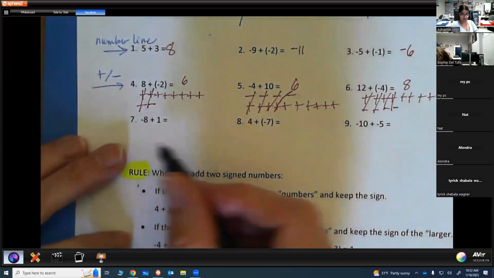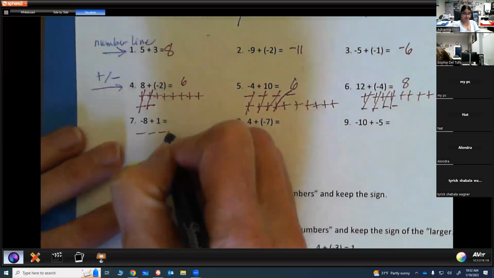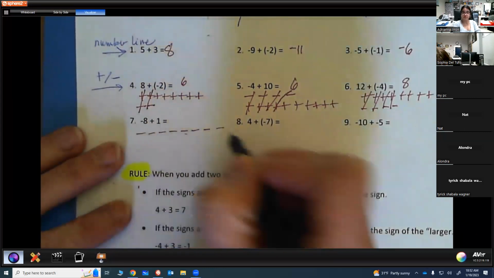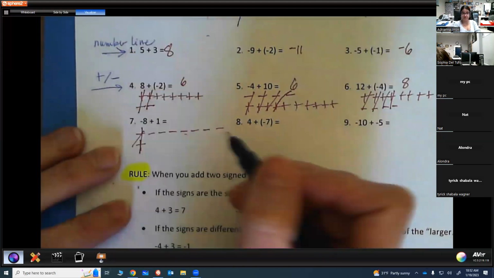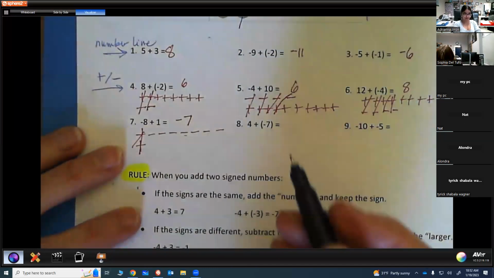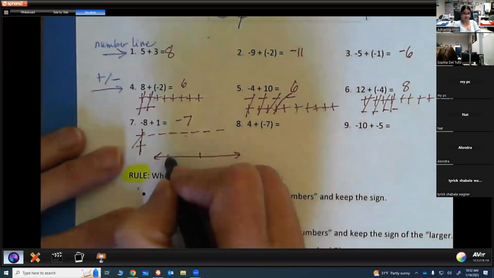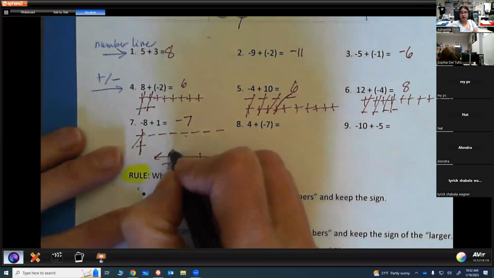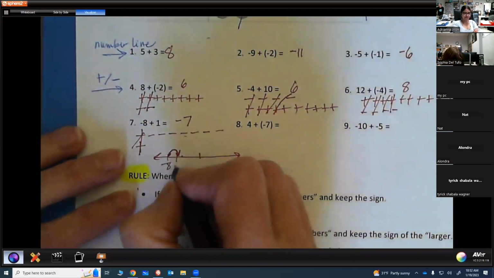As we look at number 7, if you do it by the charge method, you would do 8 negatives and 1 positive, which would knock out one of those negatives and leave me with 7 negatives. On a number line, I would start at -8, and I'm just going to go 1 in the right direction because positives are to the right, and I would get to -7.